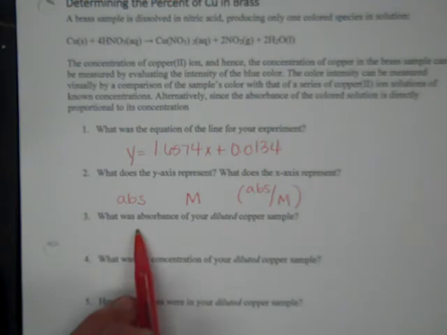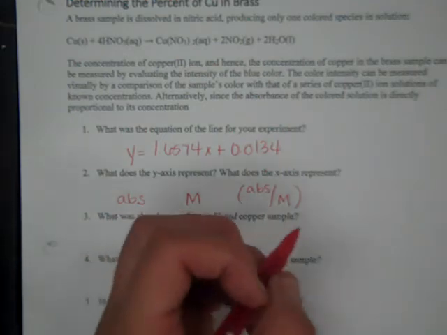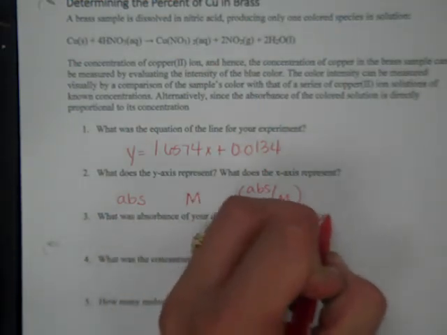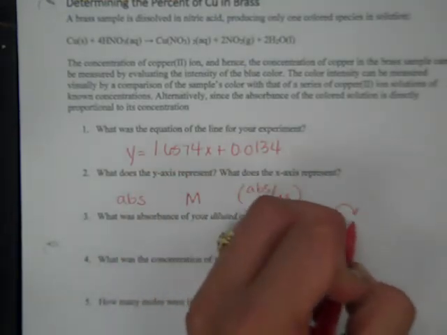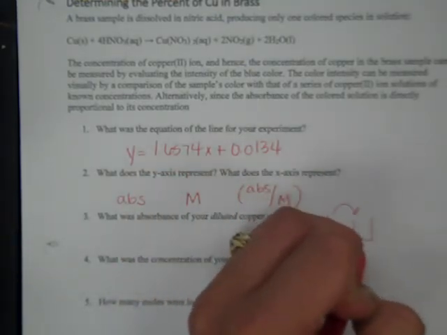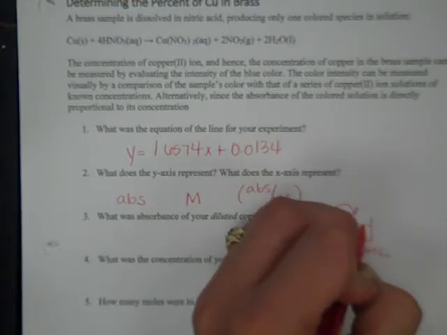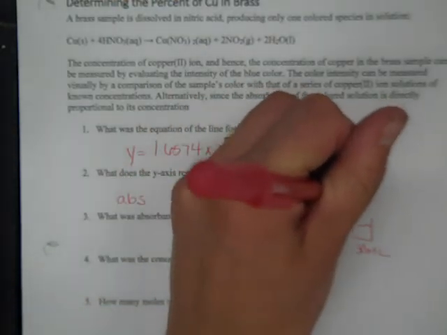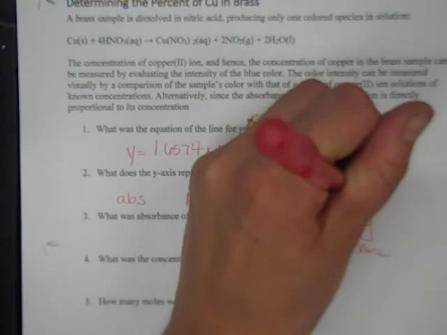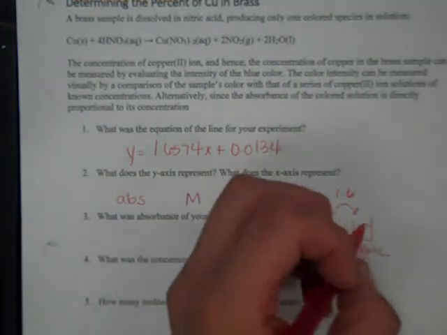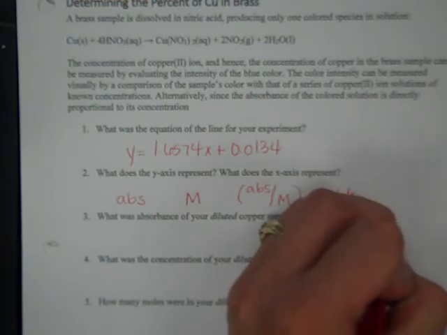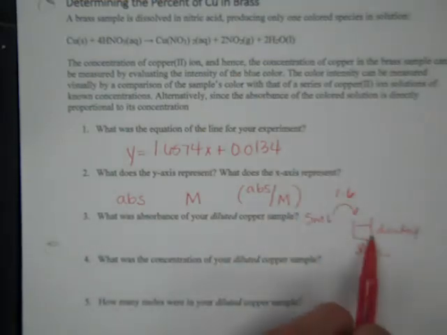The absorbance of your diluted copper sample: I took 5 milliliters of your concentrated sample, and I added 25 milliliters to make a 30 milliliter dilution. This is called a 1:6 dilution. I took 5 milliliters and I made 30 milliliters of it, and this is your diluted sample. This is what you read today in the absorbance spec.